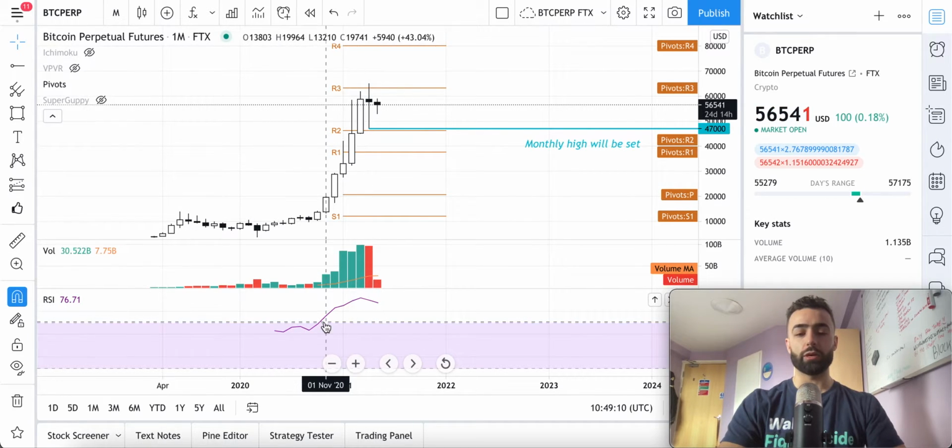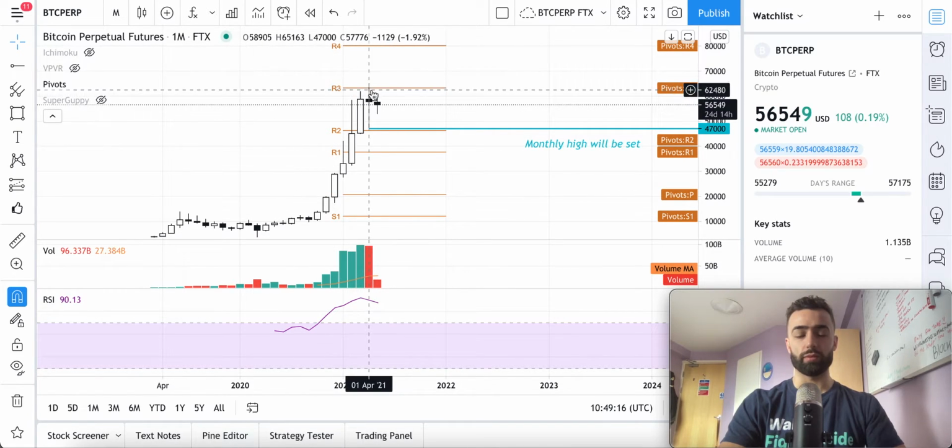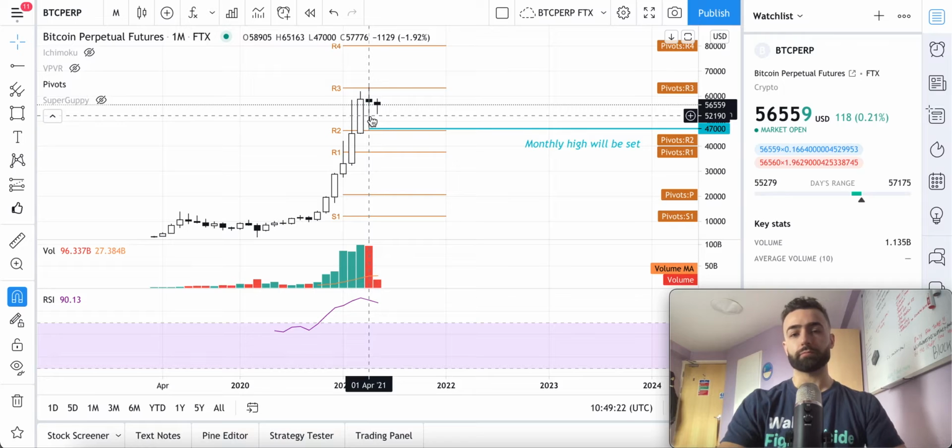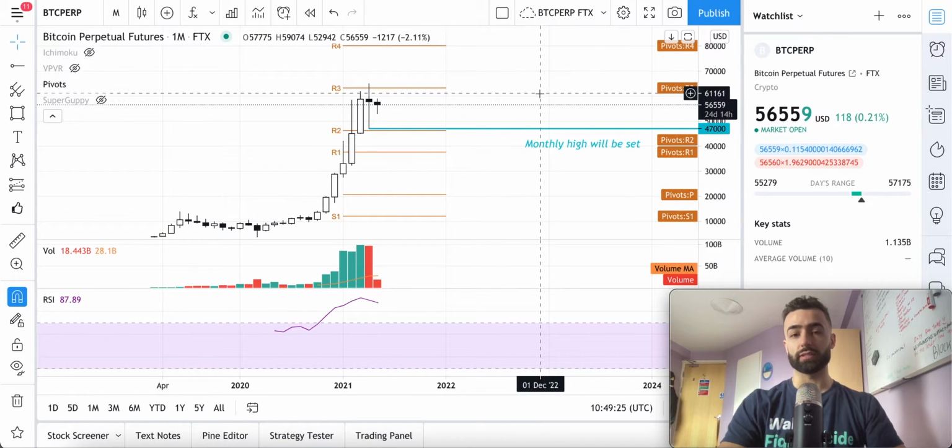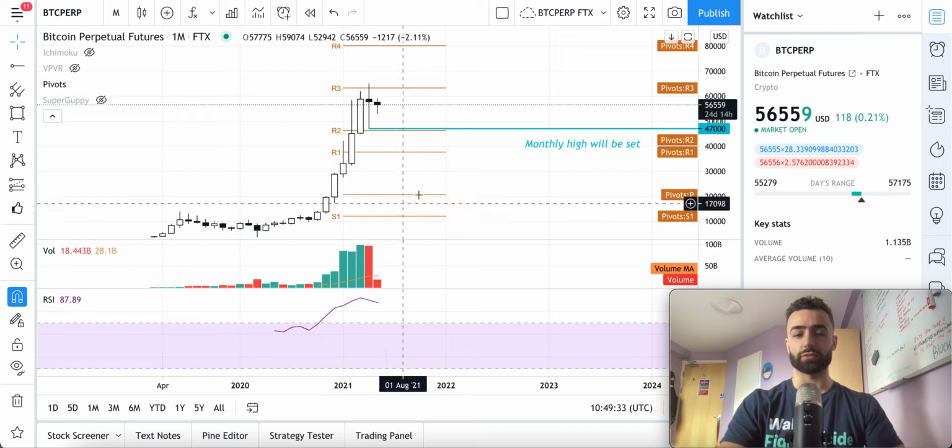Now the RSI being overbought doesn't necessarily mean that the run is coming to an end. Neither does the R3 pivot resistance or this bearish spinning top candlestick. But what all of these factors are telling us is we need to increase our level of confidence that this might be a short-term top. And the reason for that is because of all these factors combined.